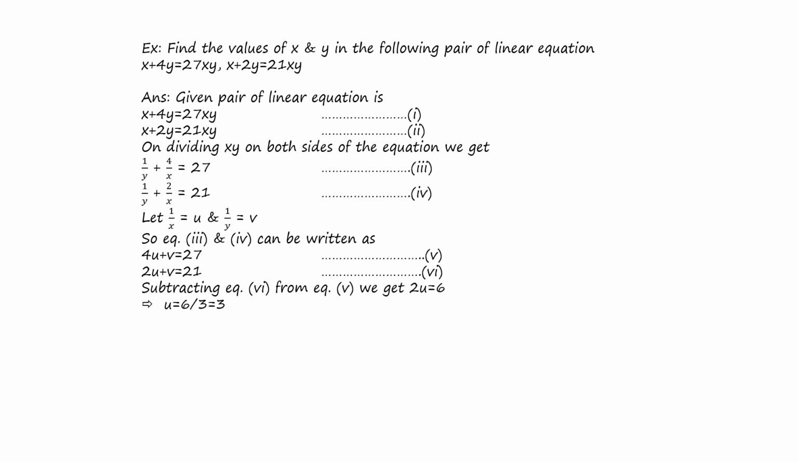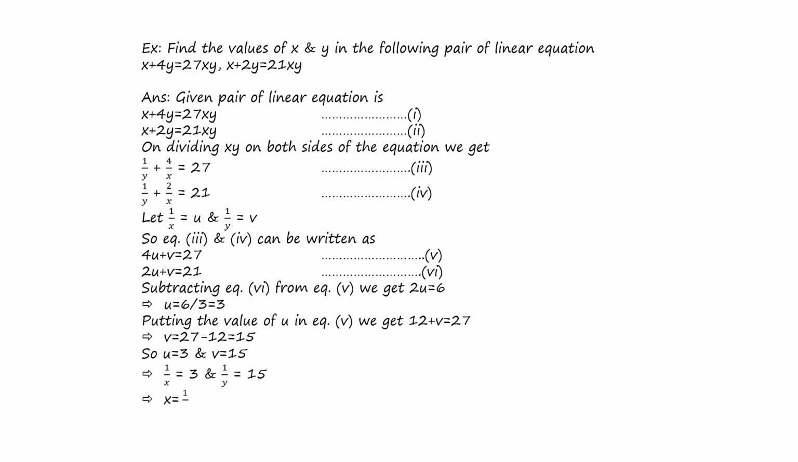Subtracting equation 6 from equation 5, we get 2u = 6, or u = 3. And putting the value of u in equation 5, we get 12 + v = 27, or v = 15. So we got u = 3 and v = 15. That means 1/x = 3 and 1/y = 15, or x = 1/3 and y = 1/15. Thus, the values of x and y are 1/3 and 1/15 respectively. This is the answer.